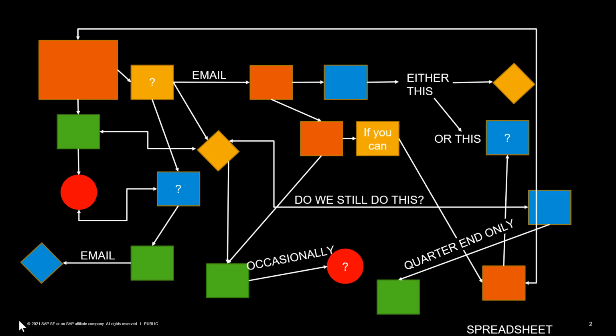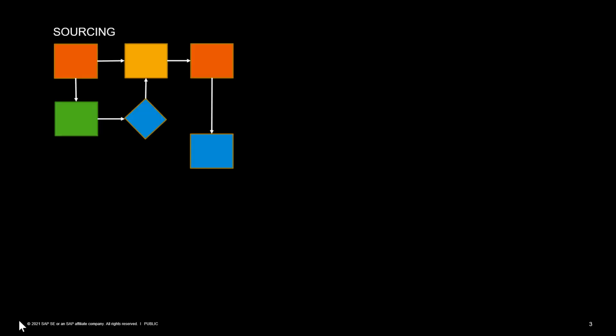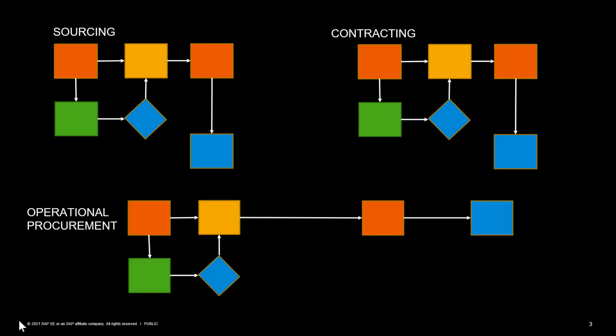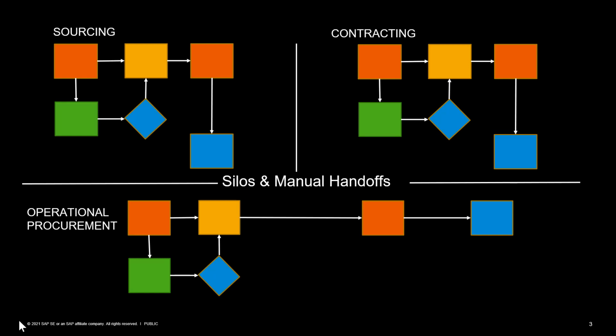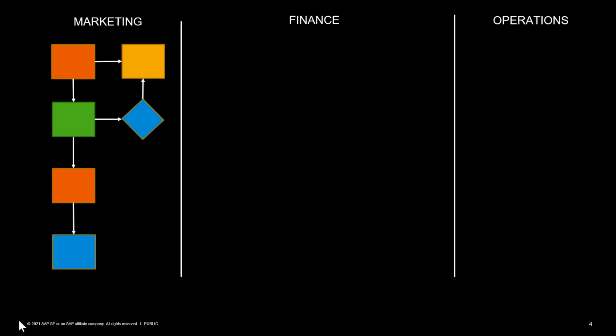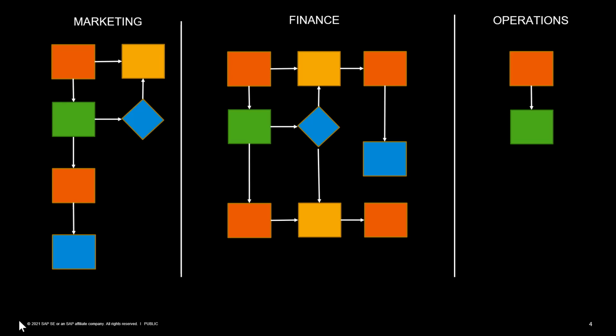Or maybe your process is a bit cleaner than this, but silos exist where sourcing, contracting, and operational activities take place independently or perhaps in different systems, and there are hard stops and manual handoffs between each one. Or maybe your marketing, finance, and operational divisions have different sourcing, contracting, and procurement processes. So each division is following a different process.